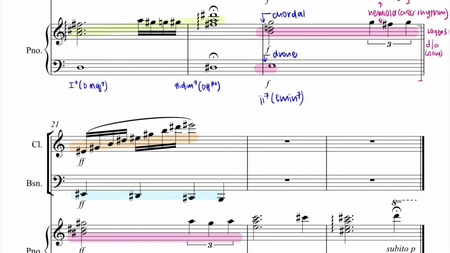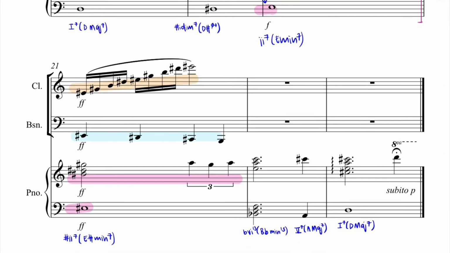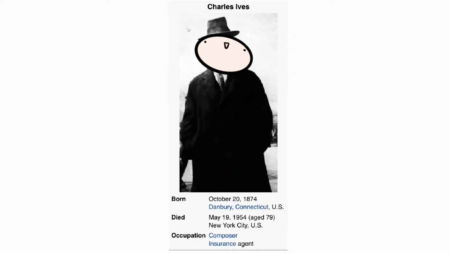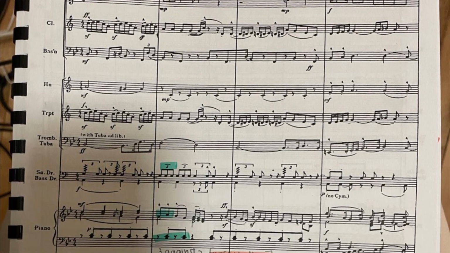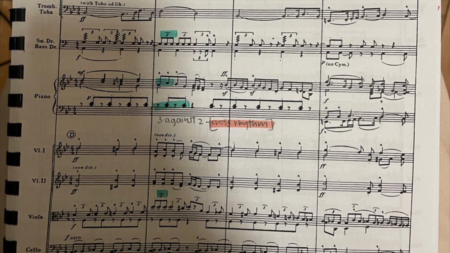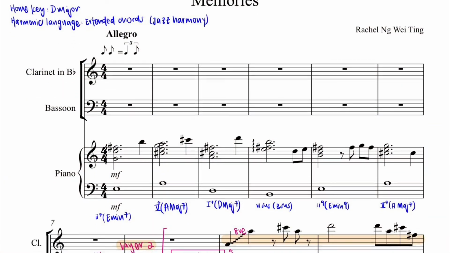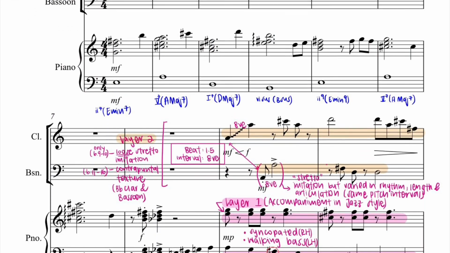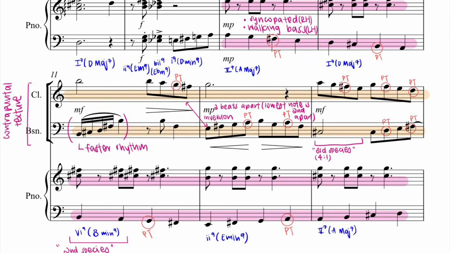Although not done to the same extreme, I actually got some inspiration from Charles Ives' Three Places in New England, Movement 2, where he uses polyrhythms and also cross rhythms in his composition. The difference though is that the harmonies that I used are based on jazz harmonies rather than the 20th century harmonies that Ives would use.